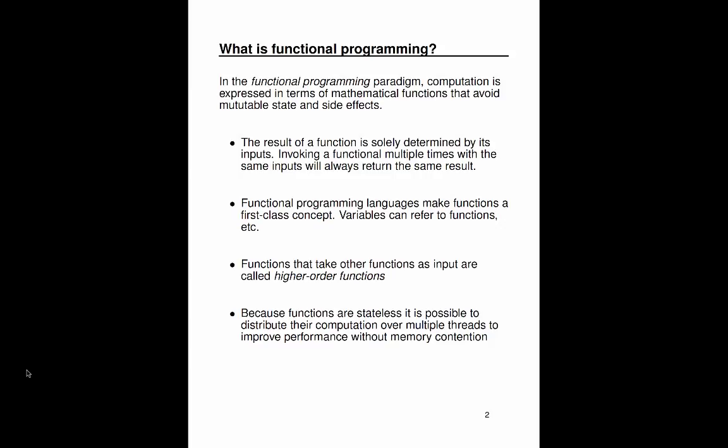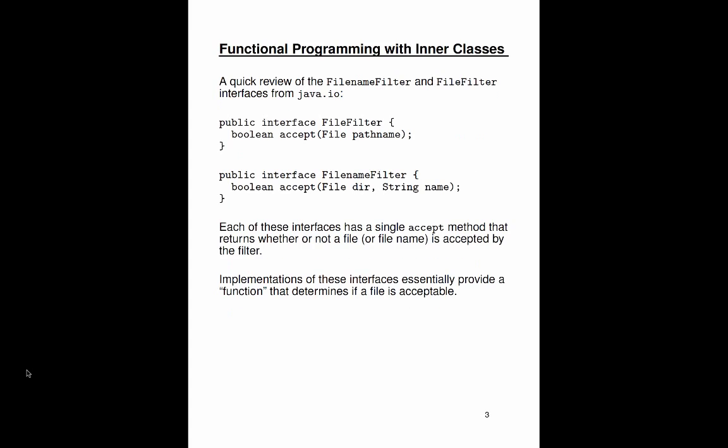Functional programming languages make function a first-class concept in the language, just like objects are in object-oriented programming languages. You can have variables that refer to functions. Functions can be passed as argument parameters, returned from other functions, etc. A function that takes another function as input is called a higher order function. And because functions are stateless, it's possible to distribute their computation over multiple threads to improve performance without memory contention.